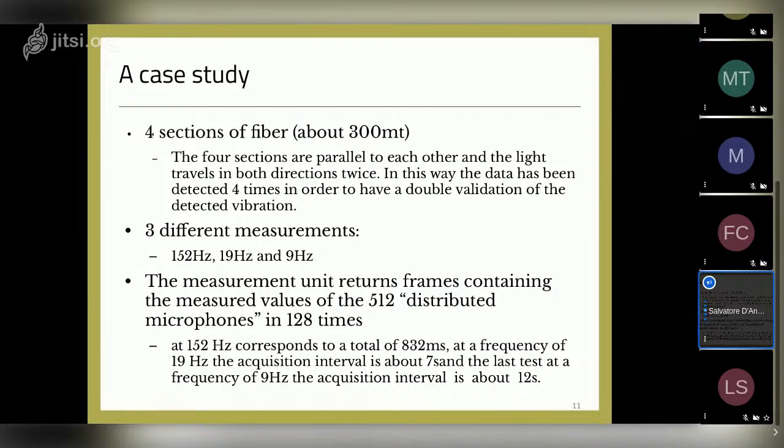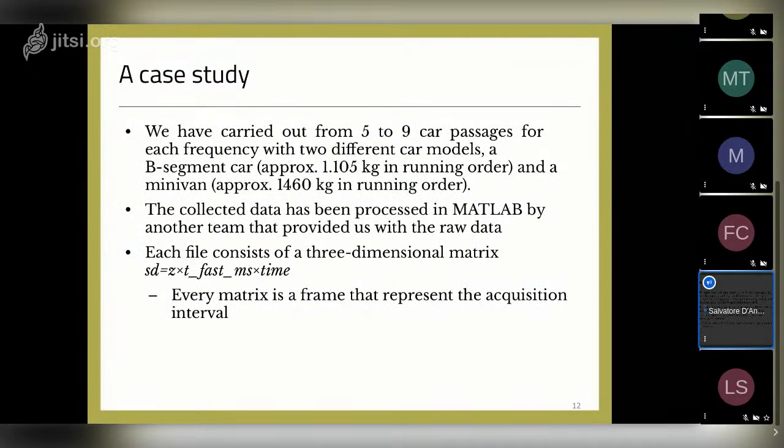Every frame corresponds to a time frame. At 152 Hz, we have a total of 832 milliseconds in each frame. At 19 Hz, the interval is about 7 seconds, and at 9 Hz, the interval in each image is 12 seconds. We have carried out from 5 to 9 passages with 2 different cars.